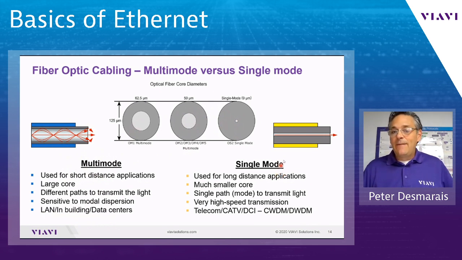Single mode, on the other hand, is just a single mode of light going through the fiber. It's used for long distance applications, much smaller core, single path or mode to transmit the light. It's used in very high speed transmissions. The applications for that are telecom, CATV, or DCI, data center interconnects. And it'll support CWDM and DWDM, where we're using different waves on the fiber, without getting deep into that.